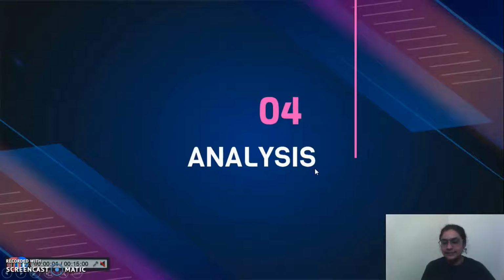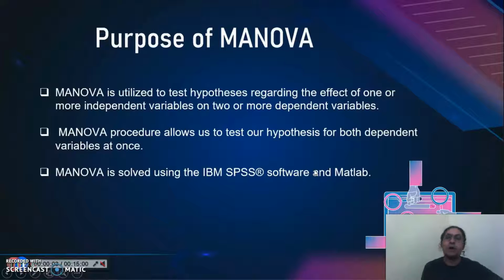Analysis. The purpose of MANOVA. MANOVA is utilized to test hypotheses regarding the effect of one or more independent variables on 2 or more dependent variables. For our experiment, we have 3 independent variables and 2 dependent variables. The MANOVA procedure allows us to test our hypothesis for both dependent variables at the same time. We solve MANOVA using IBM SPSS software and also MATLAB.